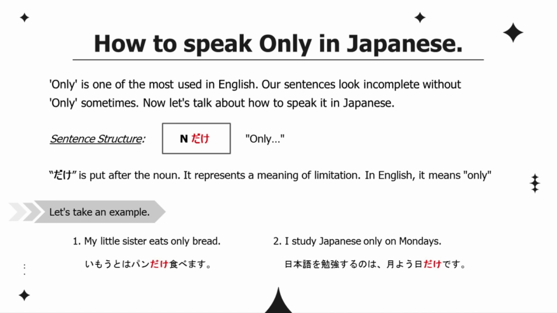Formation, en, dake, only. Dake is put after the noun. It represents a meaning of limitation. In English, it means only. Let's take some examples. My little sister eats only bread.